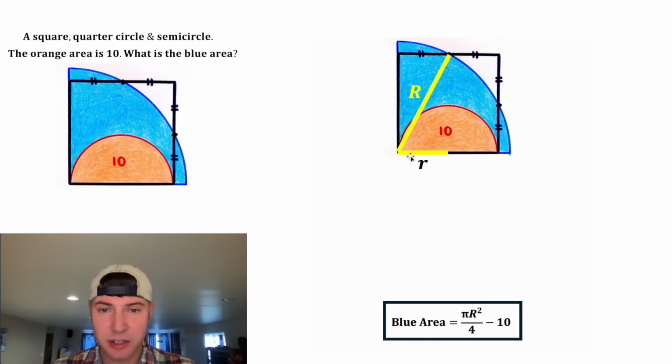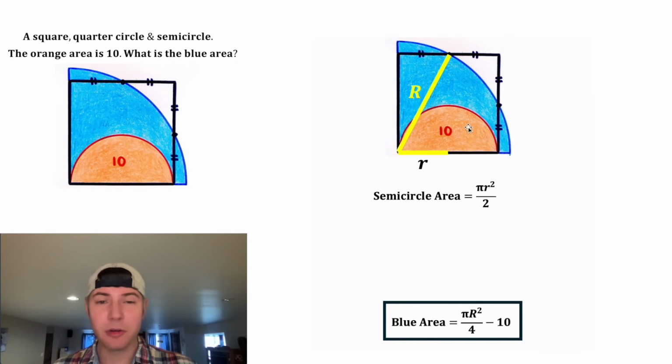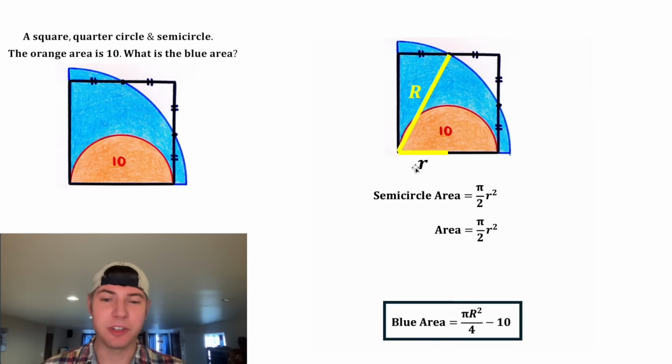Next, we can look at the radius of the semicircle, and let's call it little r. The area of this semicircle will be equal to pi little r squared divided by 2. And we can rewrite this as pi over 2 little r squared. In the place of the area, we can substitute 10. And now we're ready to solve for little r.